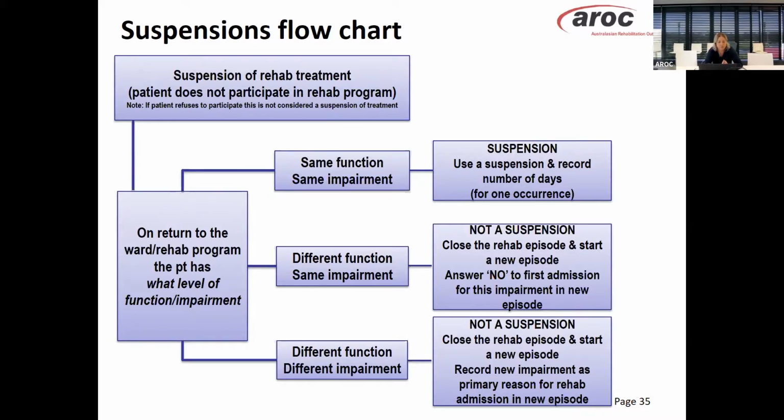If the patient returns with a different function but the same impairment, this is not considered a suspension. So you need to close the rehab episode, start a new episode, and answer no to the first admission for this impairment in the new episode. If a patient returns with a different function and different impairment, this again is not considered a suspension. So you close the rehab episode, start a new episode, and record the new impairment as the primary reason for this rehab episode.